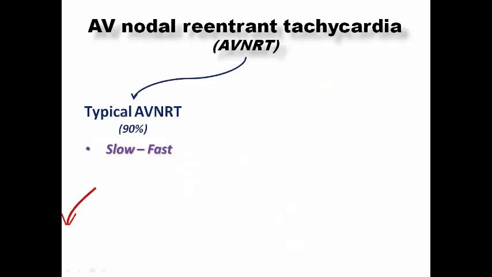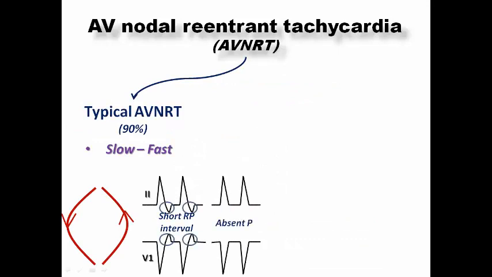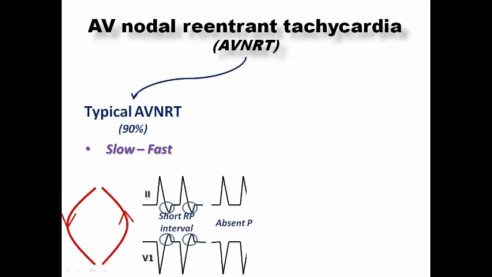Of course, we have two types of AVNRT. The typical type is the slow-fast type, in which the antegrade limb of the circuit is the slow pathway and the retrograde limb is the fast pathway. As we can see here, it passes antegrade in the slow pathway and then retrograde in the fast pathway. This leads the retrograde P wave to appear very shortly after the complex, because the retrograde conduction passes through the fast pathway. So the P wave will be very close to the end of the complex.